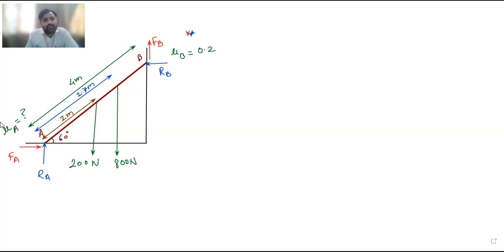So there is no change in our methodology. Like the previous problem, how we calculated the force P and all that, the same way we are going to apply over here to solve this numerical. First of all, we will take the moment of all the forces about this point A, so summation M about A is equal to 0. Clockwise forces are positive and anti-clockwise forces are negative.